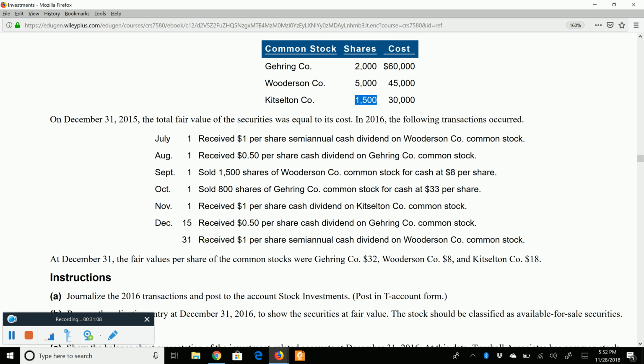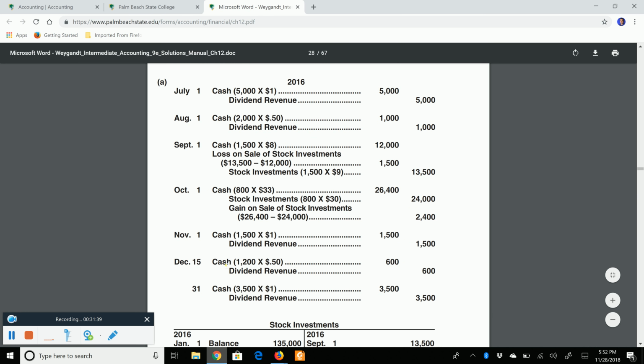Now let's take a look at December 15th. We received a 50-cent dividend on the Gehring stock. Well, Gehring, we originally had 2,000 shares, but be careful. Back on October 1, we sold 800 shares. So how many do we own now? 2,000 minus 800. We now own 1,200 shares, and we're getting a 50-cent cash dividend. 1,200 times 50 cents, that is $600. Debit cash, credit dividend revenue for the $600.